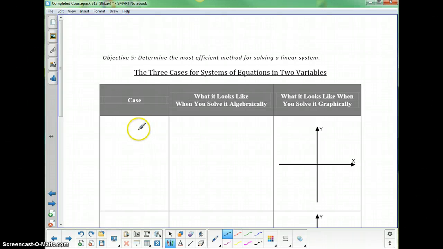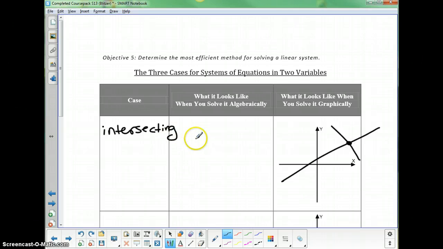All right, let's look at the three cases again. The first case is that we have intersecting lines. And we're going to look at what this means algebraically and what this looks like graphically. So intersecting lines are just going to be two lines crossing at an ordered pair. If you solve it algebraically, you're going to get some value for x, you're going to get some value for y, and then you're going to put them together in your ordered pair for your solution.